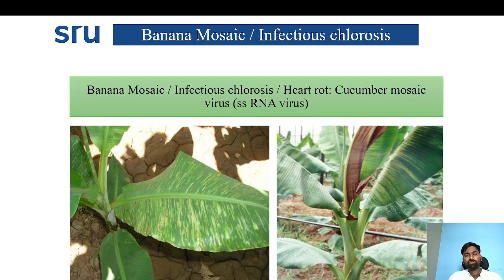Banana mosaic or infectious chlorosis is another important viral disease, caused by cucumber mosaic virus, which has a single-stranded RNA genome. These are the infected plants showing the symptoms of mosaic or infectious chlorosis, along with heart rot, that is rotting of the heart leaf.